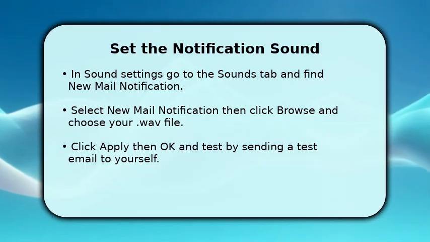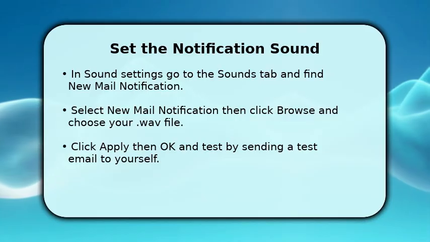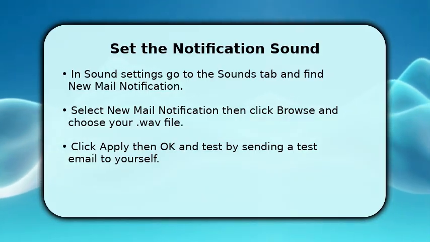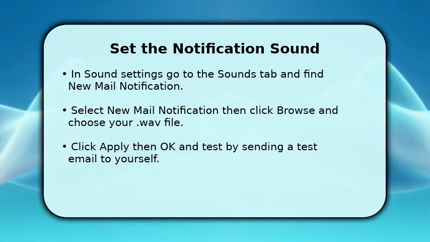Navigate to the folder containing the WAV and select the file, then click Open. After selecting the file, click Apply, then OK to save the change. Finally, send a test email to yourself to confirm the new sound plays correctly.